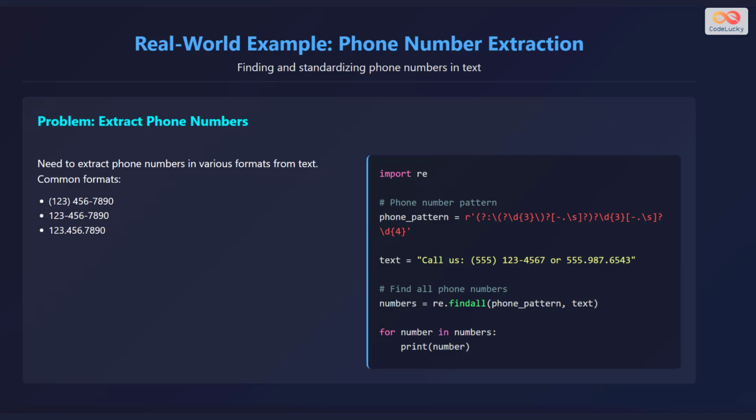Then we define a phone number pattern that can match all the given formats. After that, we define a text string containing the phone numbers that we want to extract. Now, by using the findall method, we find all phone numbers present in the text. Finally, we iterate through the numbers and print each number.